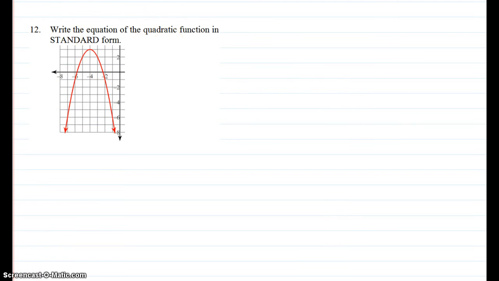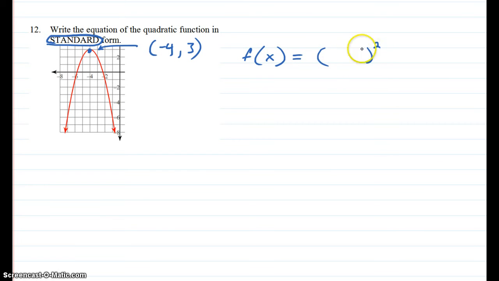All right, for number 12, the first thing you want to start off with is the vertex. So the vertex is right here. The vertex is at negative 4, 3. We're going to write this in vertex form to start. It is important to actually read the question, because it says we want it in standard form, so we're going to put this in vertex form first. Just like the last problem we talked about, this is going to be a times x plus 4, because that negative 4 makes this 0. And then it gets shifted up 3, so this is plus 3 over here.